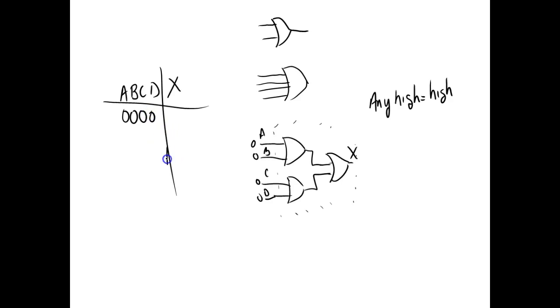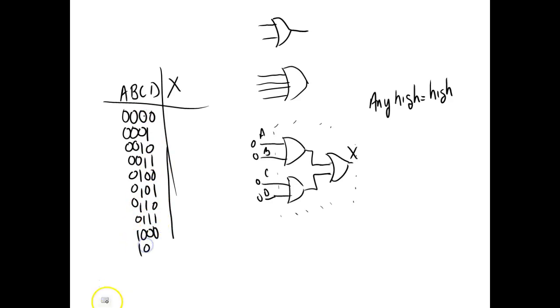I know I got 16 of them. And all we have to do, and this is the way the truth table starts out, you just start counting in binary. So that'd be 0, that'd be 1, that'd be 2, that'd be 3, that'd be 4, that'd be 5, that'll be 6, that'll be 7, that'll be 8, that'll be 9.